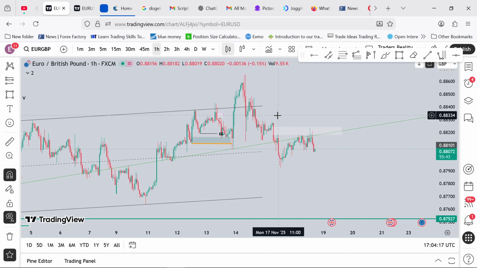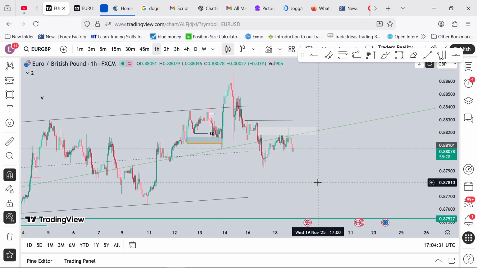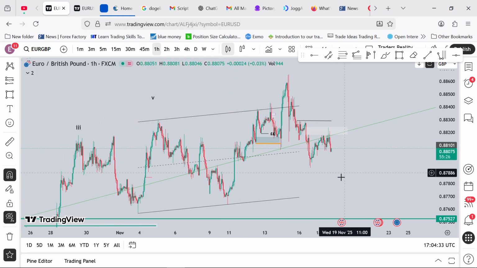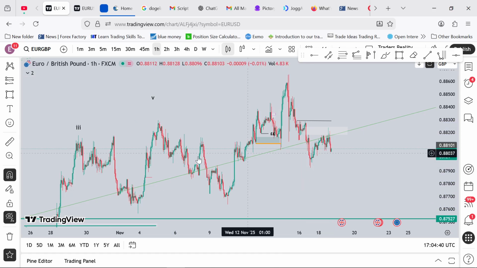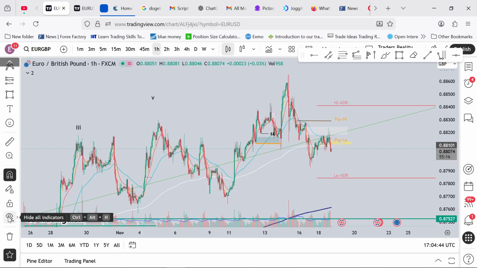What do we have up here? Supply zone and a bunch of highs. A bunch of relatively equal highs are over here as well. Okay, cool. What do I see in terms of market maker method? Because I'm pretty sure we've just closed below the 50 EMA. We're on the 1-hour time frame.